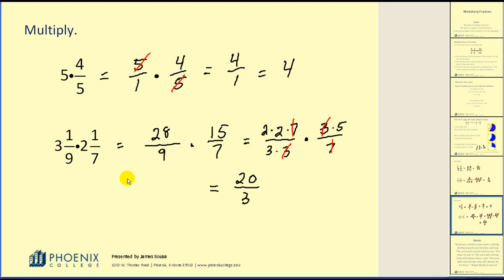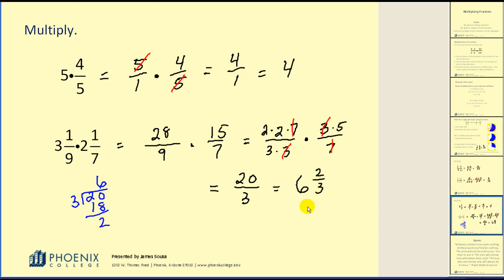However, since the original problem was a mixed number, normally you give it back as a mixed number. So let's review how we do that. We would just simply take 20, divide it by 3. So we'd have 6 times 3 would be 18 with the remainder of 2. So what that tells us is that 20/3 is the same as 6 and 2/3.